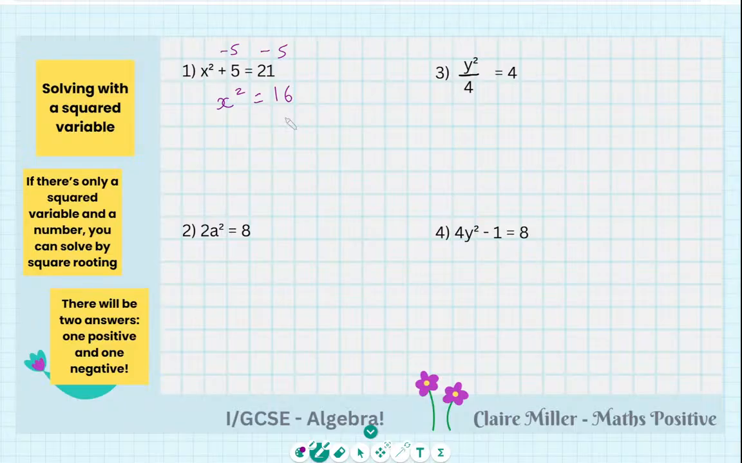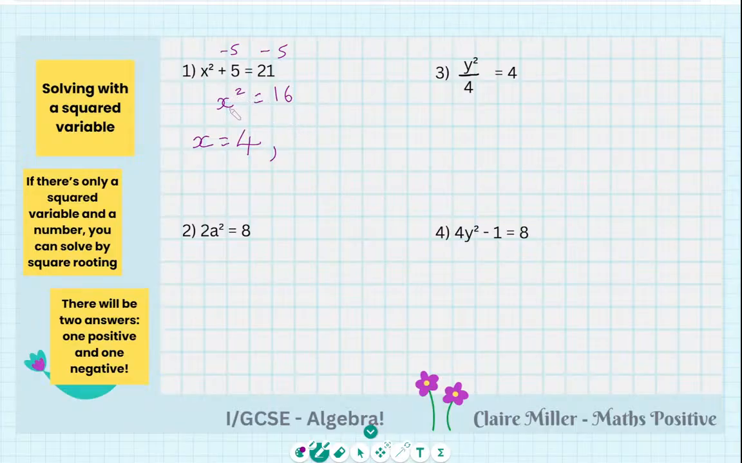So we're going to think, what would you times by itself to get 16? Now, for some of you, you might be able to use a calculator if you're doing IGCSE, if that helps you. Hopefully, if you know your square numbers, the square root of 16 is 4. However, your calculator always gives you the positive answer, the answer of 4. But there's also a negative answer.